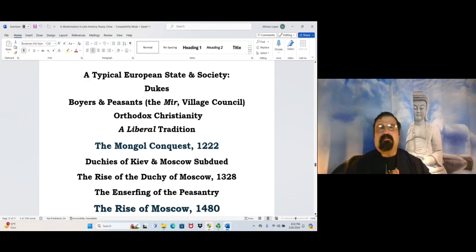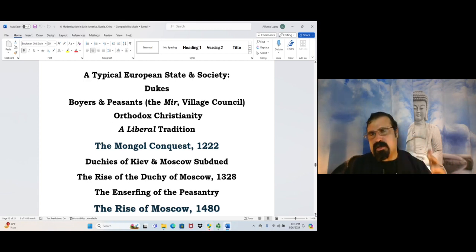In terms of the religion, however, the Duchy of Kiev follows the eastern branch of Christianity. This is the Orthodox branch, which is really different from the western branch of Christianity, which is the Roman Catholic. Okay? So, they are Christians, but they distinguish themselves from the Catholic Christians to the west. They associate more with the Greek version of Christianity, established in Constantinople, for example.